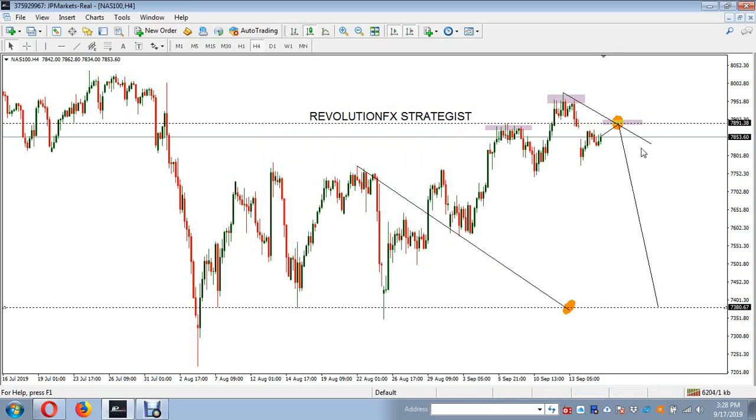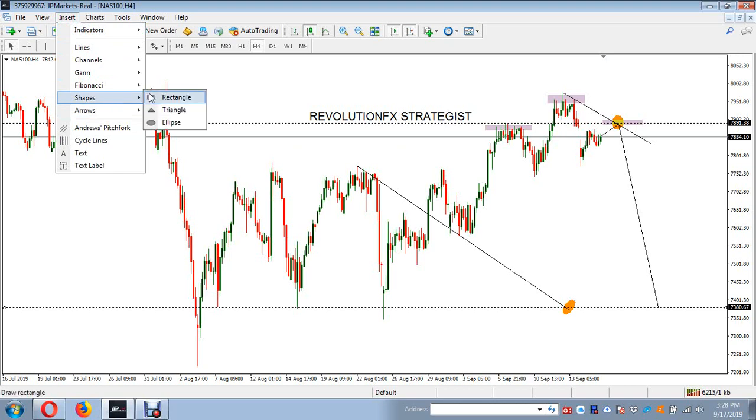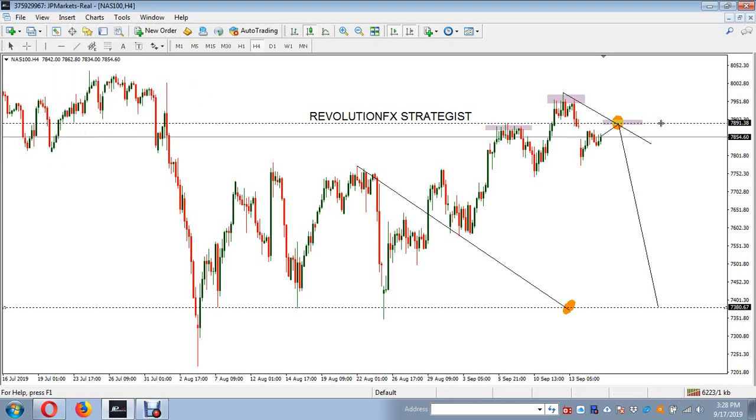Okay, so let's see, how many pips, if it actually respects this analysis, let's see how many pips it's going to be.